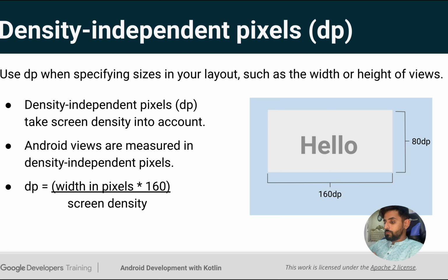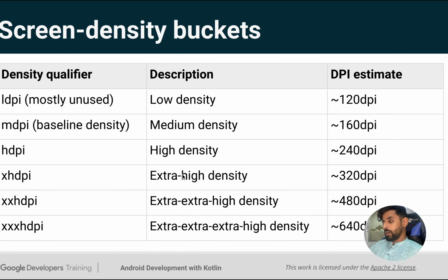Now we have this formula, which you can see: dp is the width in pixels times 160 divided by screen density. Let's suppose we have a screen density of 160 dpi, and we have a width of 40 pixels. So basically what will happen is that it will multiply the 40 by 160 divided by screen density. So that is how it's going to do it for you.